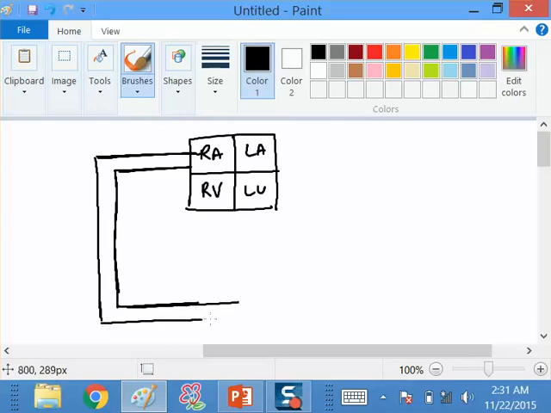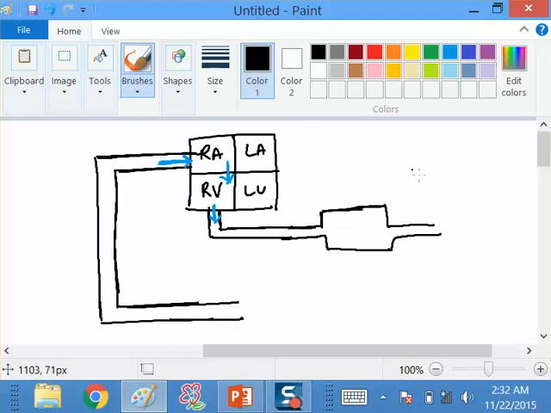Okay, this is from the venous side. The blood is deoxygenated, right? So it is coming to the right atrium. It is going to the right ventricle. From the right ventricle, it enters the pulmonary artery as deoxygenated blood, right? But once it enters the lung, the blood becomes oxygenated.